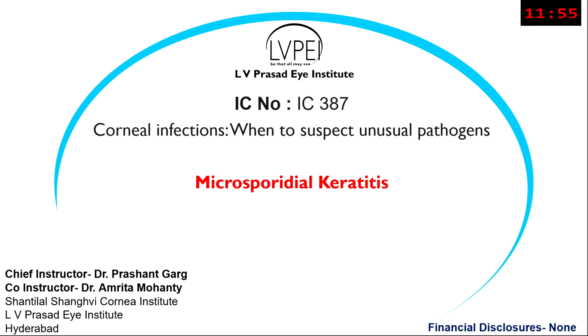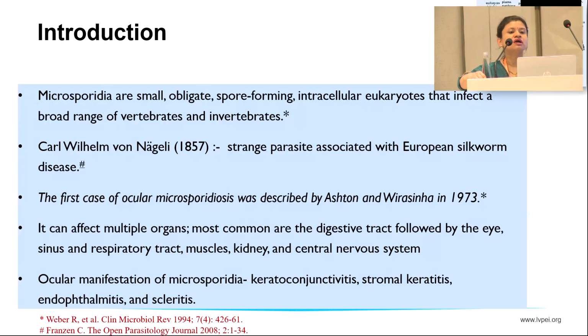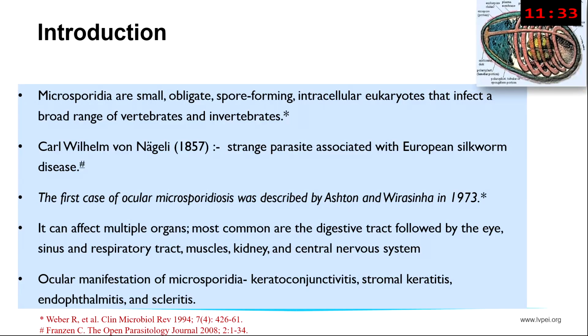Good morning, everyone. I shall be talking about a very interesting organism, Microsporidia, which is a small obligate spore-forming intracellular parasite that infects a broad range of vertebrates and invertebrates. It was first described as European silkworm disease. Later, in 1973, the first case of microsporidial stromal keratitis was described by Ashton.